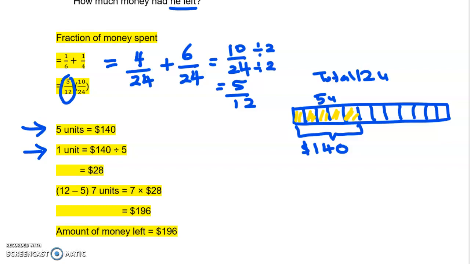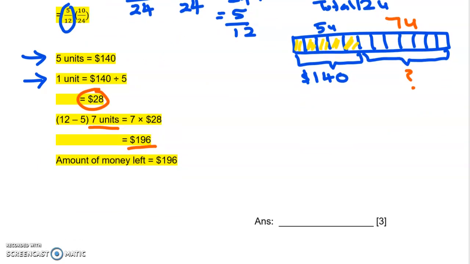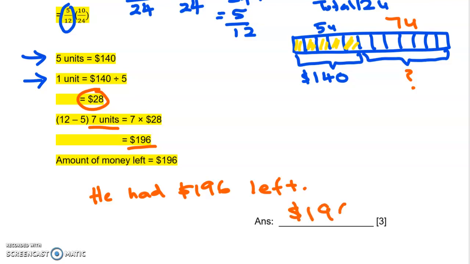Then I want to know how much money is left. The number of units left is 7 units here. Okay, now that we know that 1 unit is $28, can we find 7 units? So 7 times 28 is 196. So the amount of money he had left was $196. Do write it down. He had $196 left. Okay, it's a good habit to write down the final answer also in the answer space.